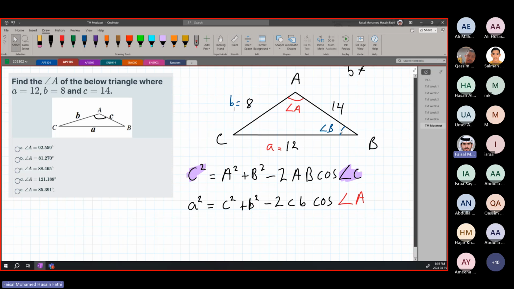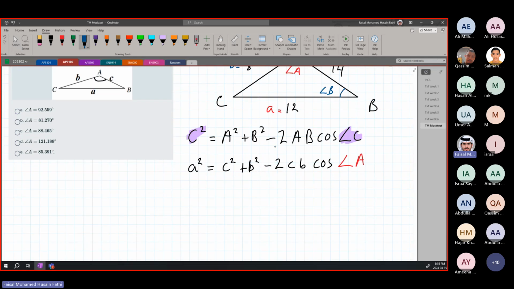If they said find angle B, we're going to put B on the left side of the equation, and write B squared is equal to A squared plus and so on, and continue on. All right? So the side that is opposite to the angle is equal to the remaining sides. You're adding the squares of the remaining sides and then multiplying the remaining sides. That's what this means. So let's solve.